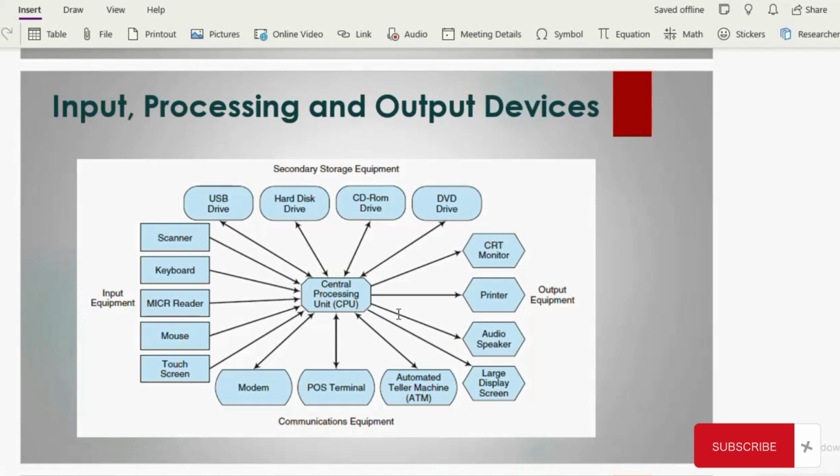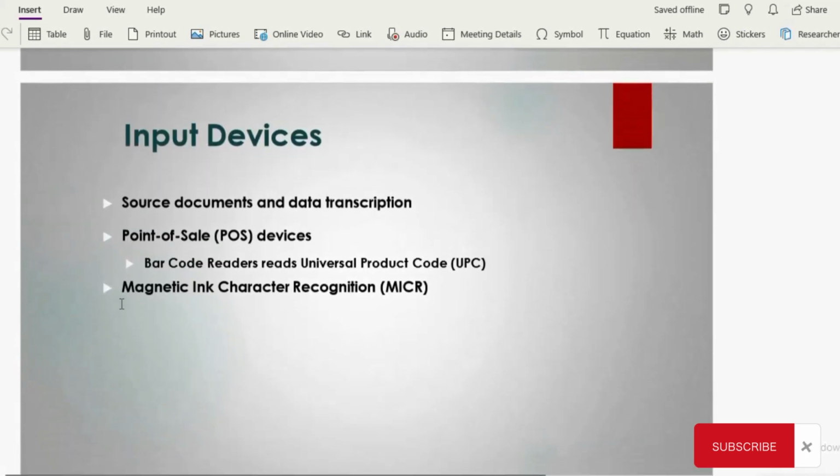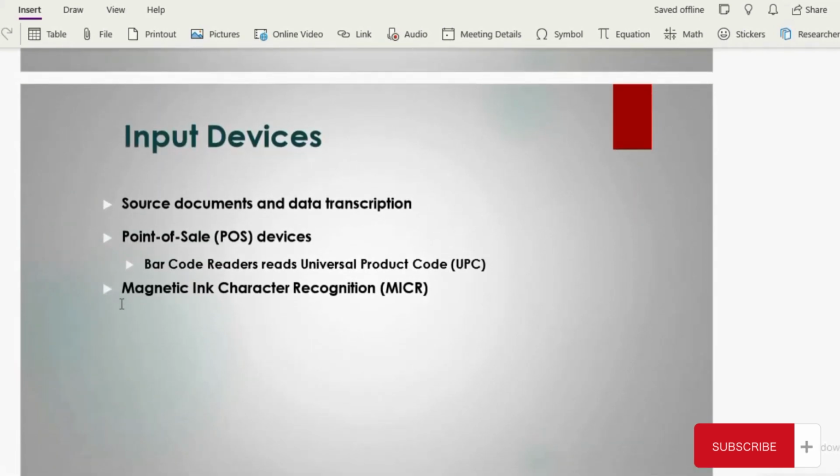Storage devices are nowadays many, they have so many new things. Also the input devices are many because the technology is advancing. So these are the basic input, processing, and output devices. Now let's have a look at input devices in more detail. Input devices are basically the source of the data. When I say source of the data, they are helping in getting the data.